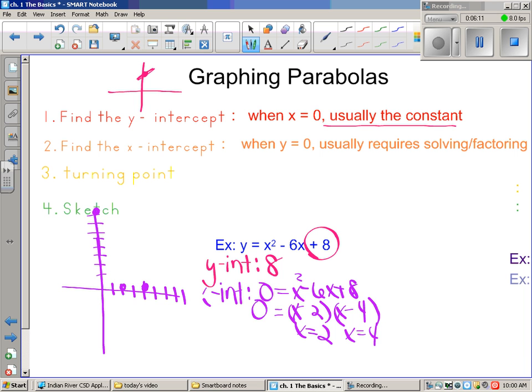So 2 and 4. We've got it marked. I'm sorry, my orientation is off today. We'll fix that after. So there's my parabola. Already I have this parabola. Now, how do I know that it opens upward? I'm already drawing this thing. How do I know that it opens upward? What tells me that?